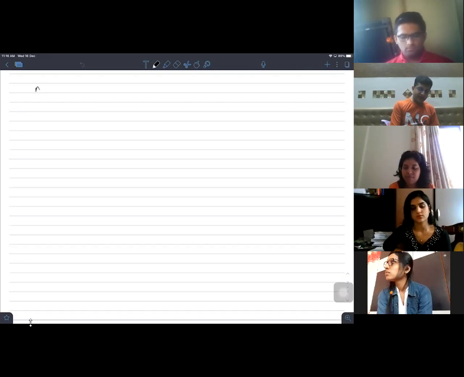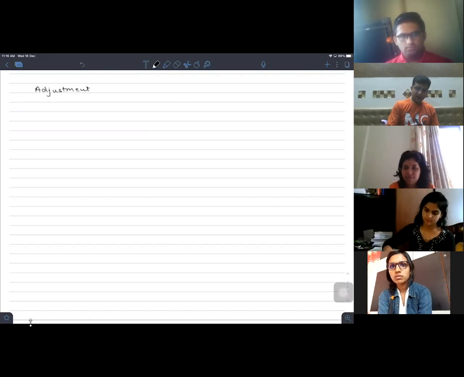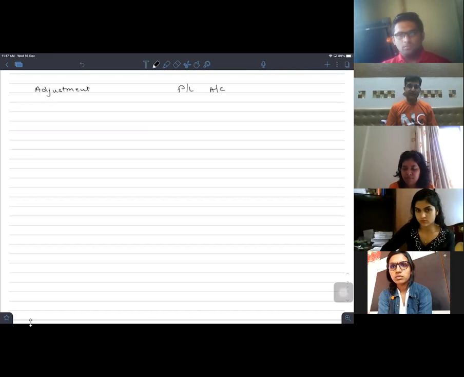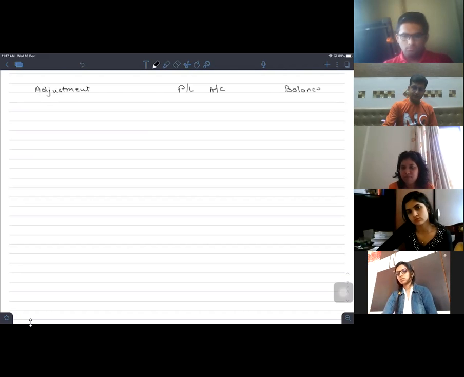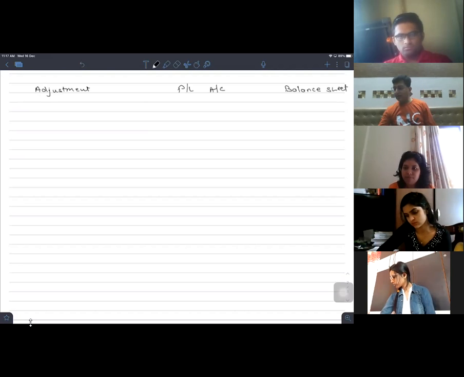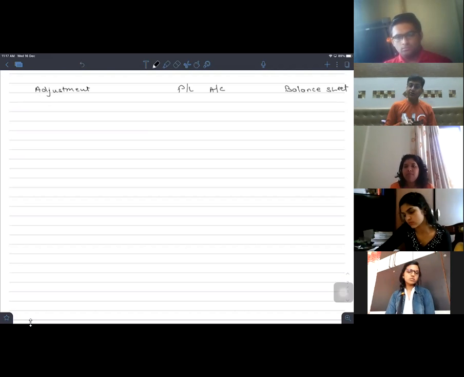So we'll have the adjustments. Effects in P&L account. P&L account, as I said earlier, includes trading as well as manufacturing account. And effect in balance sheet. How will those come in our balance sheet and P&L account? Of course, we are talking about these items from the perspective of adjustments only.